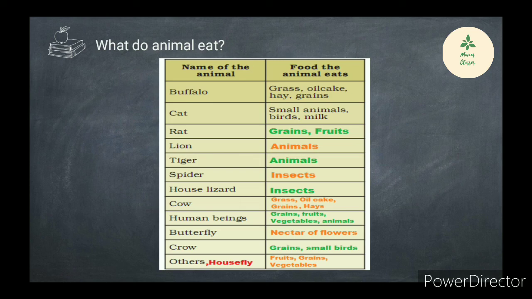Then the butterfly eats nectar of a flower, that we know very well. Butterfly, what is food for butterfly? And the crow eats grains and small birds. And the last one we have written there is housefly: fruits, grains and vegetables.